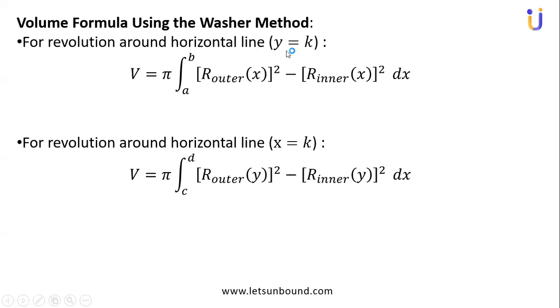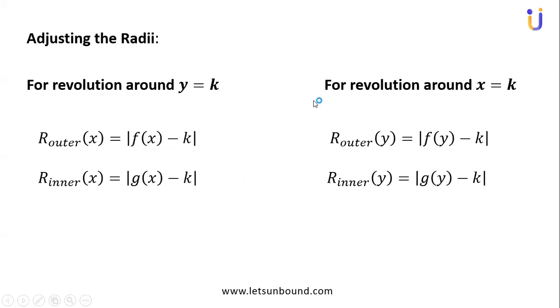Other than y equals k or x equals k, there's no difference. But yes, adjusting the radii will differ. It's the same as what we did in the disk method for other axes. F of x minus k is the outer one, the curve first, then the axis of revolution. The inner curve is g of x minus k. This is for y equals k, and this is for R outer and R inner.